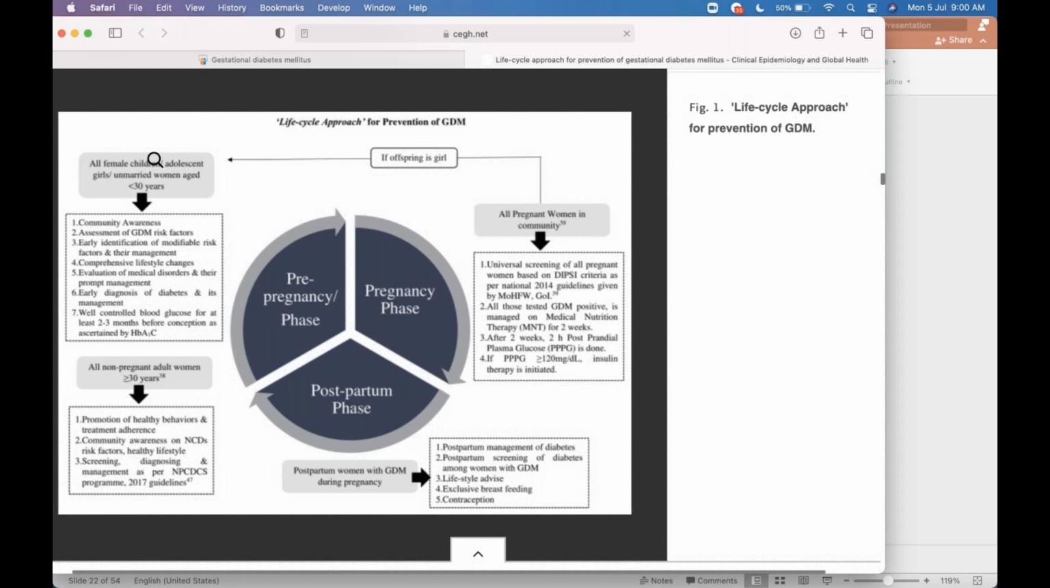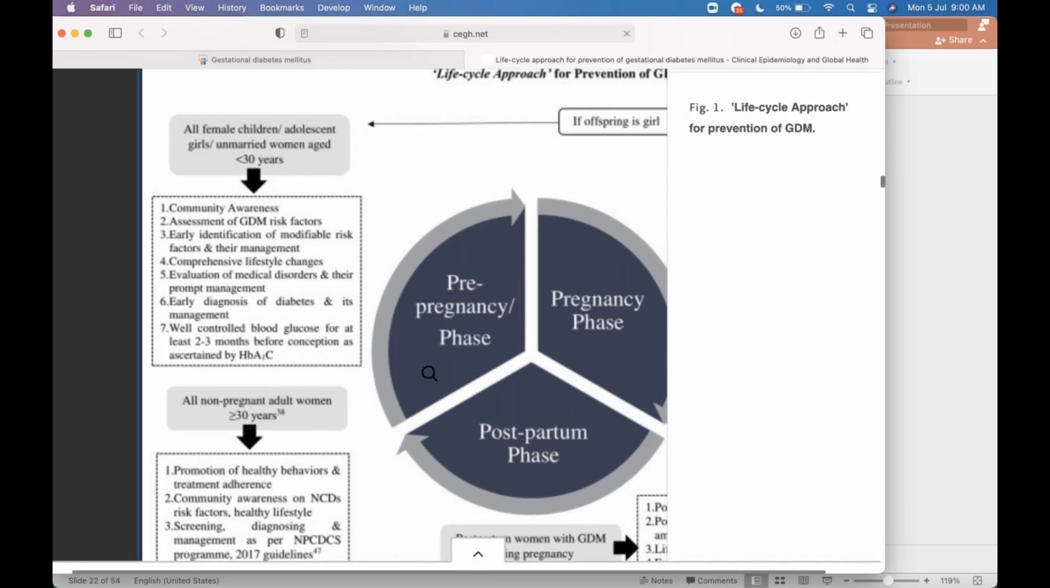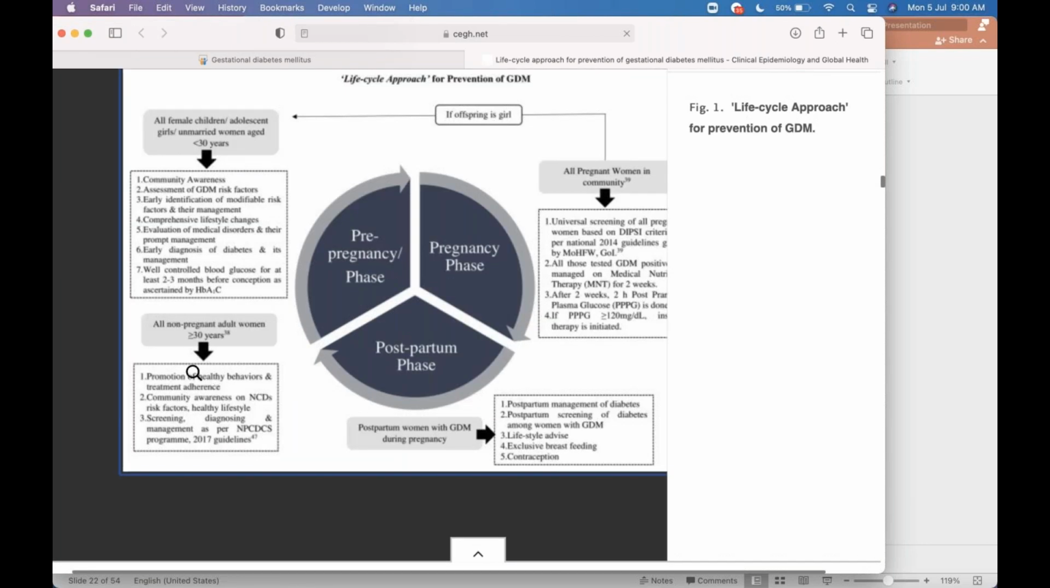So if the offspring is a girl, even if she's unmarried, or a female adolescent girl, all below 30 years, there has to be a community assessment of GDM risk factors and lifestyle changes from the beginning itself. And all non-pregnant adult women more than 30 years.